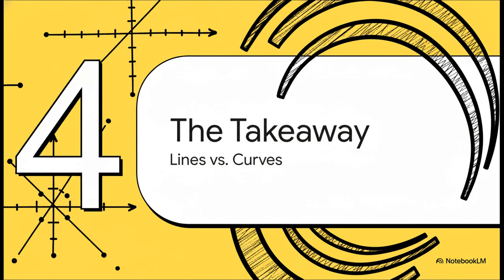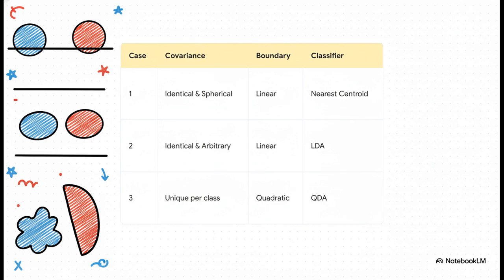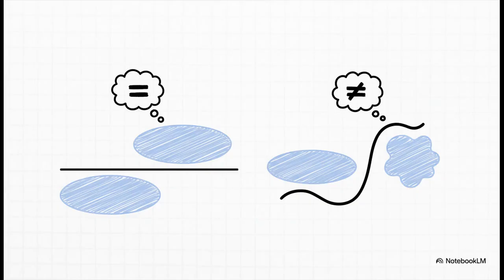So after going through all 3 of those cases, what's the big picture here? What's the main thing to remember? It really all boils down to a simple trade-off between straight lines and curves. This table sums it all up perfectly. Look, if you assume the data clouds are identical, doesn't matter if they're perfect circles or ellipses, you end up with a linear boundary. That's LDA. But the moment you assume each class has its own unique shape, bam, you get a quadratic boundary.